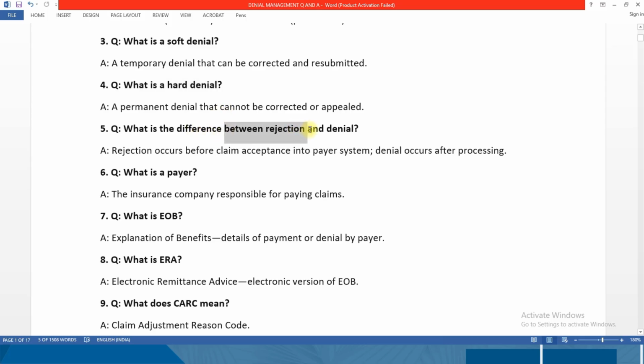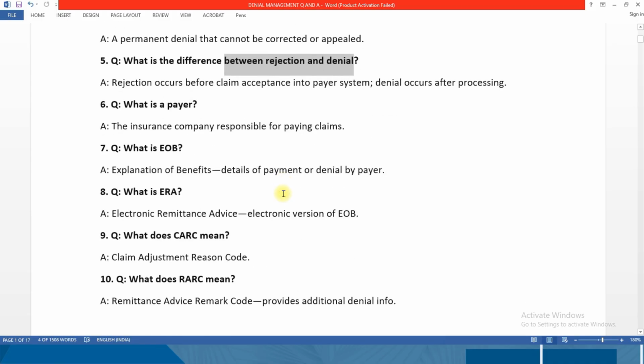So what is the difference between rejection and denial? Rejection occurs before claim acceptance into the payer system. Denial occurs after processing. So rejection means before the claim is processed by the payer system, and denial occurs after processing. Basically this is simple: before processing into the payer system, rejection; after processing into the payer system, denials. Okay, so who is a payer? The insurance company responsible for paying claims.